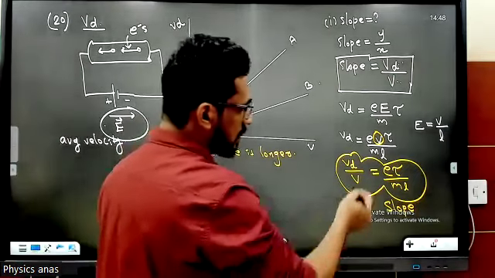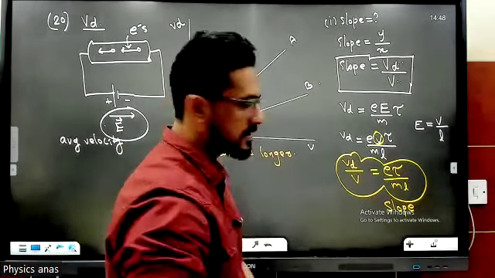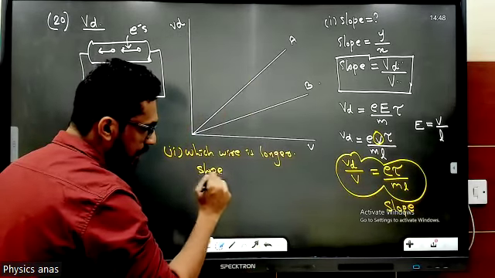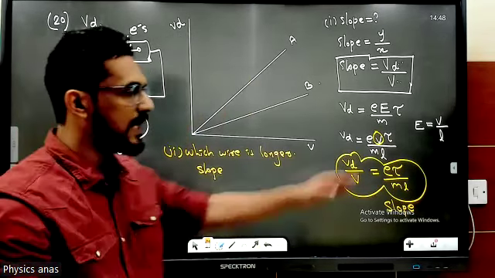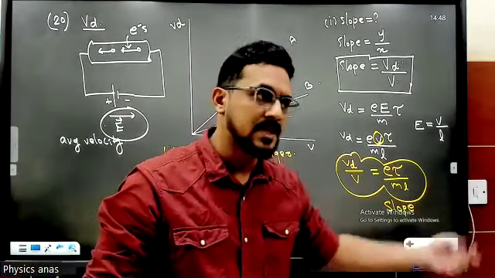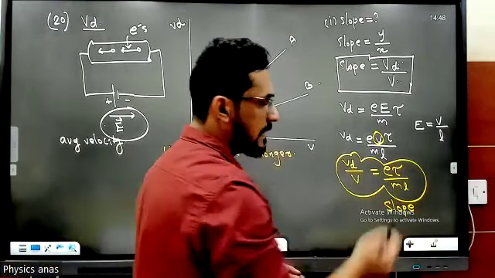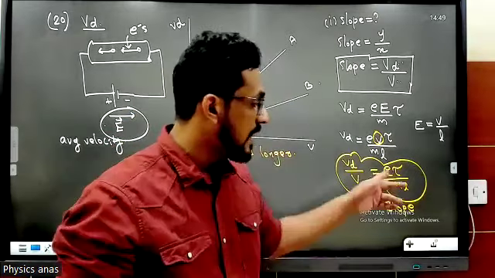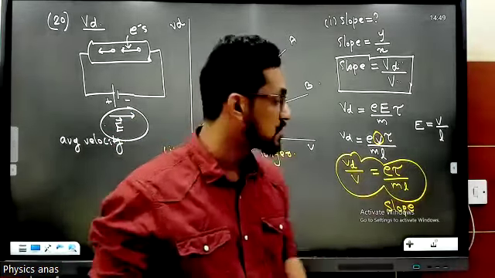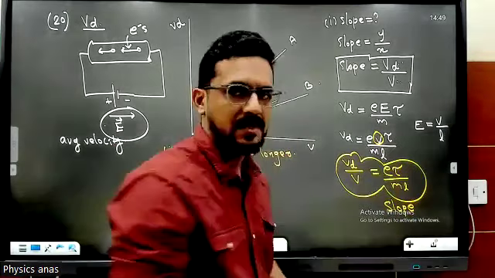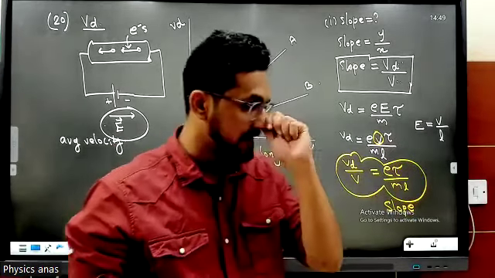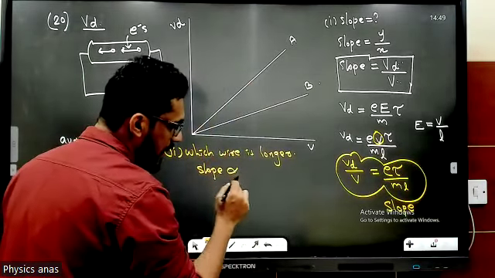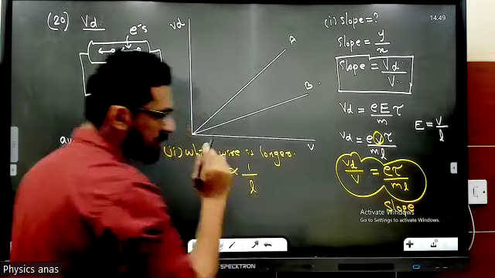Slope and length. This is the slope, right? BD by B is the slope. So slope is equal to E tau by ML. In that equation, E is the charge of an electron, tau is the relaxation time, M is the mass of the electron. So this is a constant, but the length is changing, right? That means the slope will be inversely proportional to length.